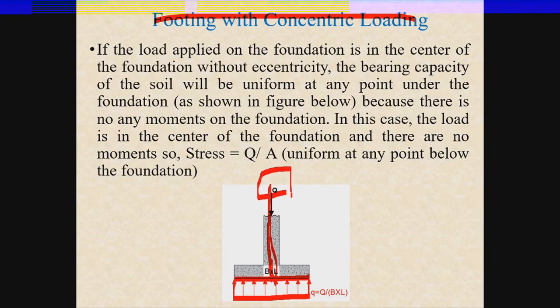Like this is the load of the footing Q, and that is the area of the footing B into L, where B is the width of the footing and L is the length of the footing. So a uniform soil pressure, small q, equal to the load of the footing divided by the area of the footing, will be transferred to the subsoil. Because there is no load eccentricity, there will be no moment coming on the footing, and the resultant pressure that will be distributed inside the subsoil will be uniform.